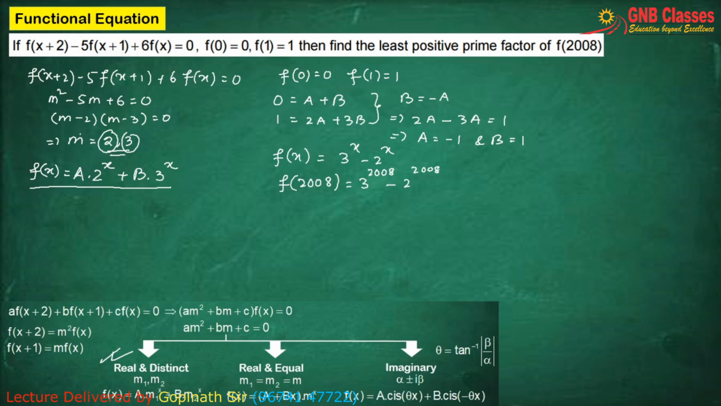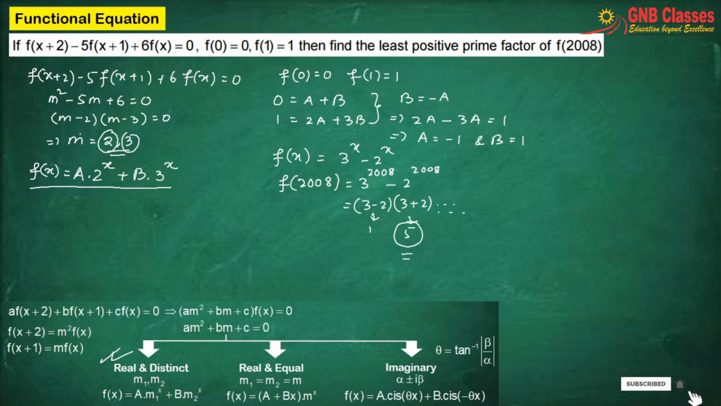Okay? Now, the question is we have to find out the least positive prime factor. Now, if you go on factorizing this, the first term that you will get is 3 minus 2. Then you will get 3 plus 2 and so on. Right? 3 minus 2 will yield 1 and 3 plus 2 will yield 5. Now, there may be prime numbers in the other factors, but we are not interested in those factors because here we have to find out the least positive prime factor, which is nothing but your 5 here. Is it clear? Therefore, your answer will be 5 in this case.